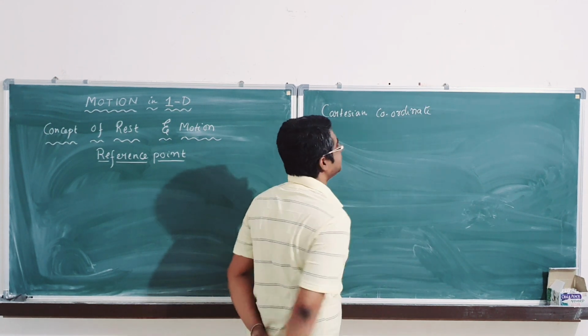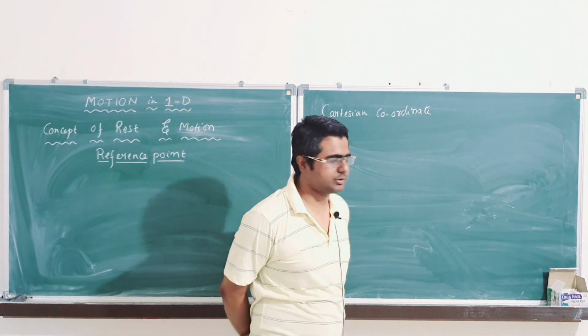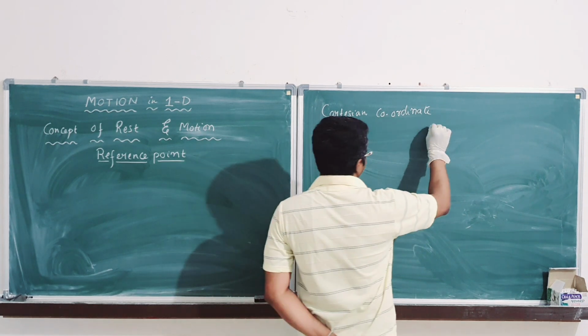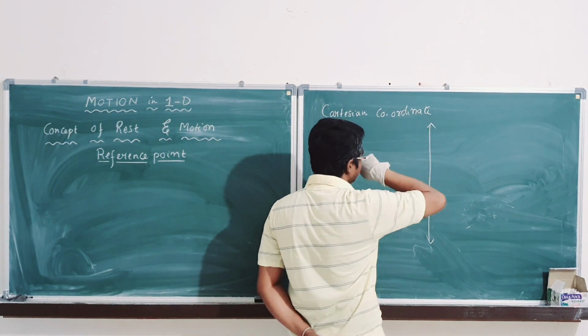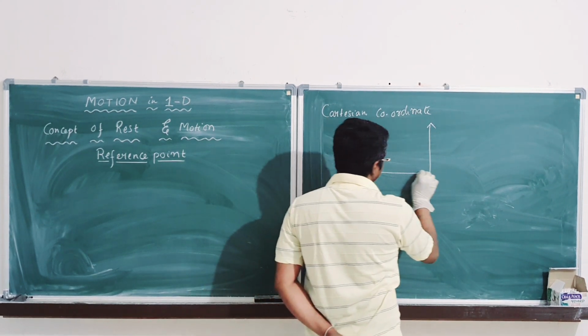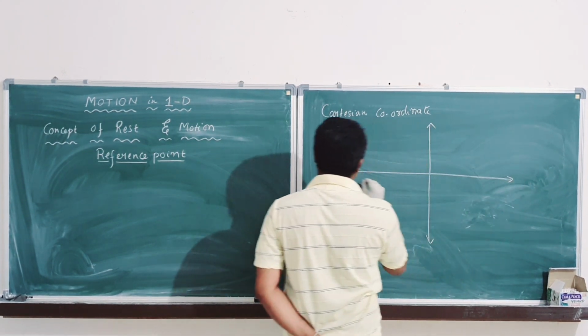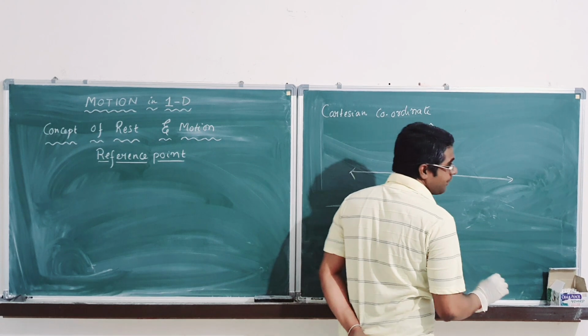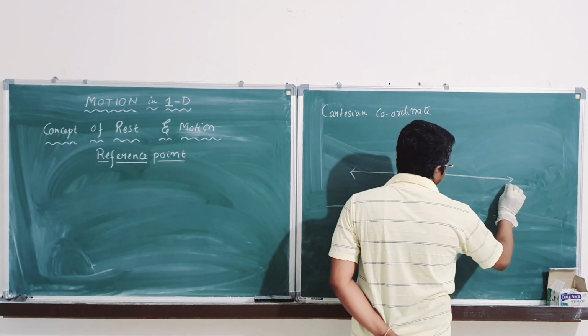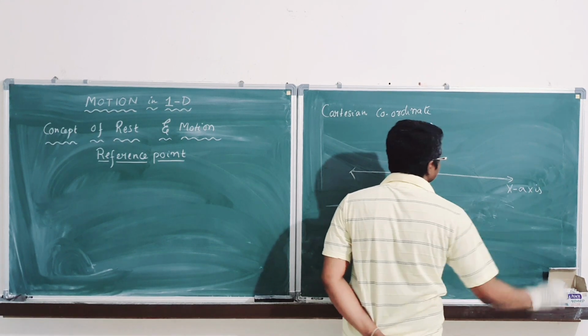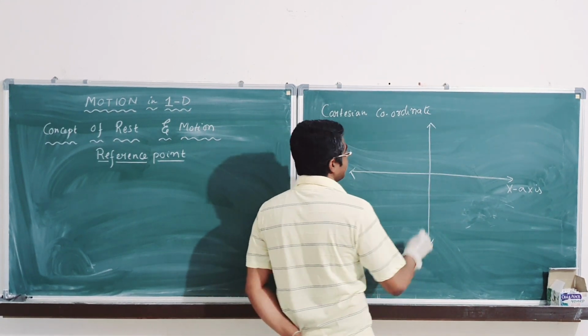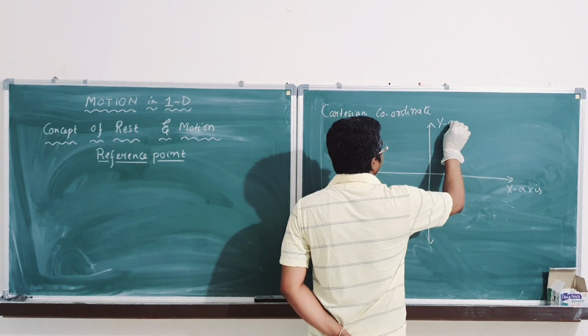Every one of you must have done something called graphs in class 8. In a graph, when I talk about Cartesian coordinates, there are two axes. These are called axes, so we are talking about two dimensions over here. The horizontal axis is called the x axis and the vertical axis is called the y axis. Clear?